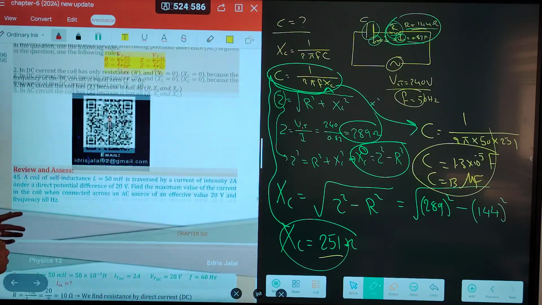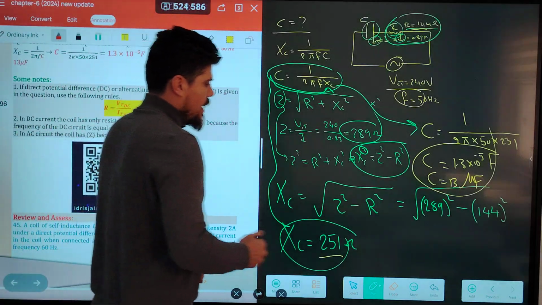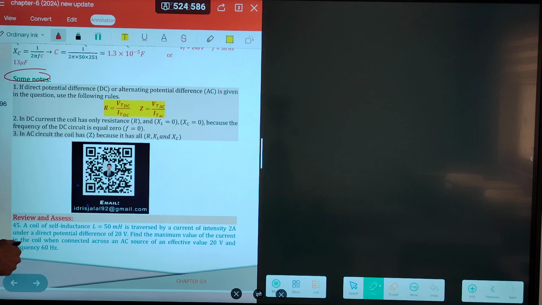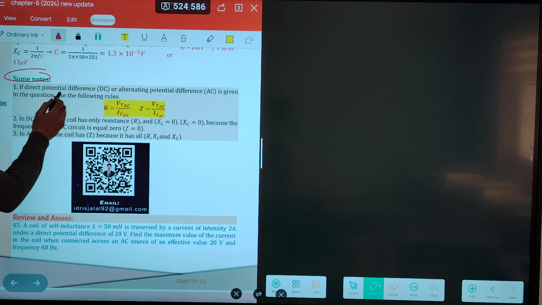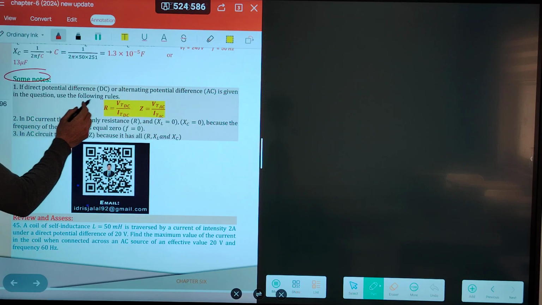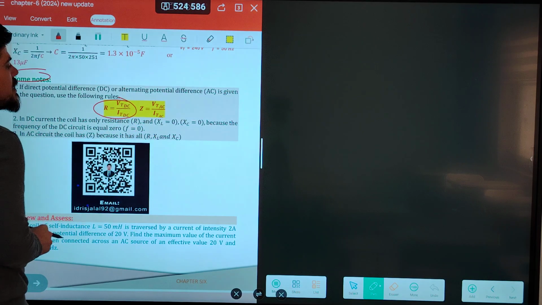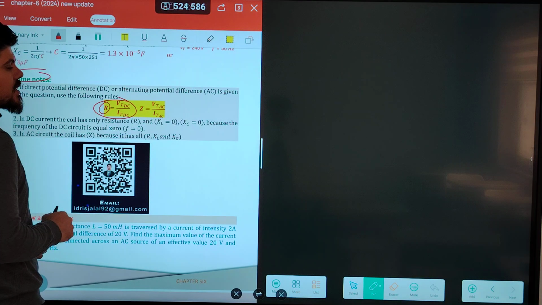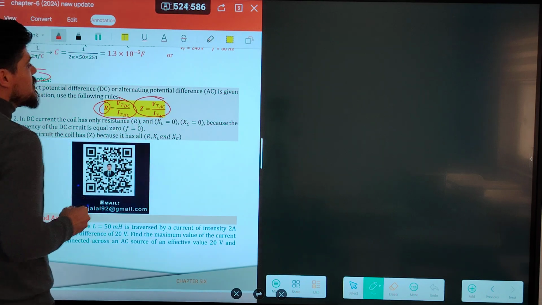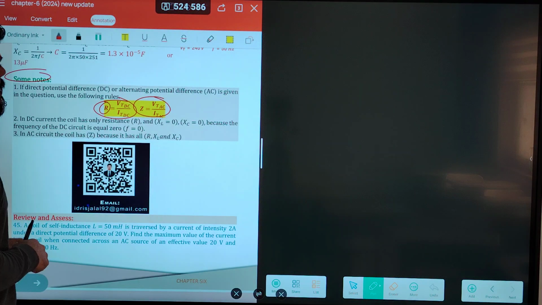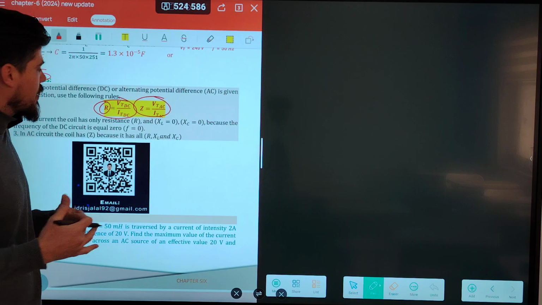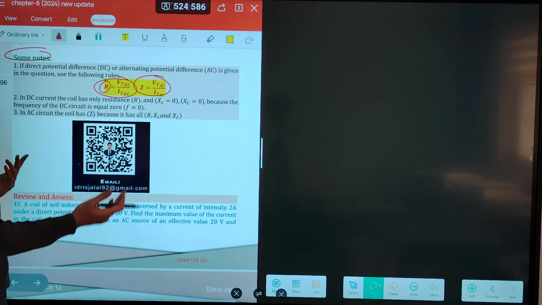Question 45, guys, be careful. In question 45, we have some notes before solving this question. If direct potential difference DC or alternating potential difference AC is given in the question, use the following. With the DC source, for the coil we have resistance, we don't have XL. But with an AC source, for the total current of AC, we have to find Z. This is the total impedance. In DC current, the coil has only resistance.